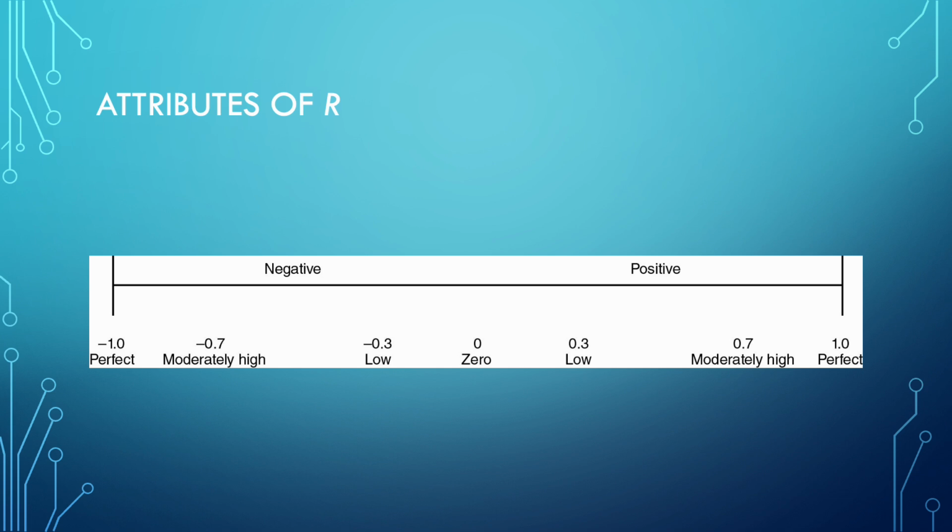If we look at this figure, which is figure 4.1 in your book, it shows us those attributes of R. As we can see, to the left we have our negative numbers, and to the right we have our positive numbers. We can see a -1 is a perfect negative relationship, and a +1 is a perfect positive relationship. As we get farther away from 0 and closer to +1 or -1, the strength of the relationship increases.